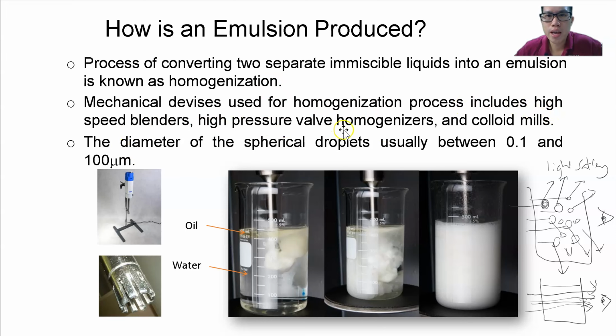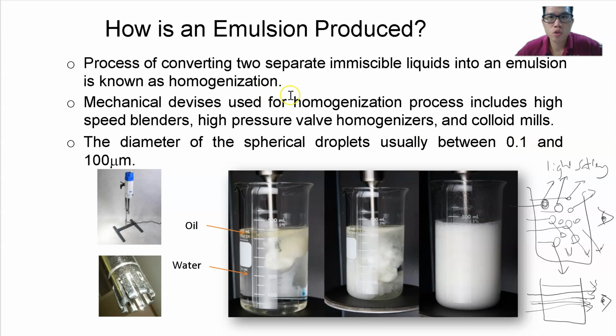If you look at all these different devices, there's a difference in terms of the energy input. What happens is that the higher the energy input, the smaller the droplet size usually will be. You can see from here, the oil droplet size or water droplet size can range from 0.1 micrometer, which is very, very small, to 100 micrometers. The more energy input to the system, the smaller the droplet size produced.